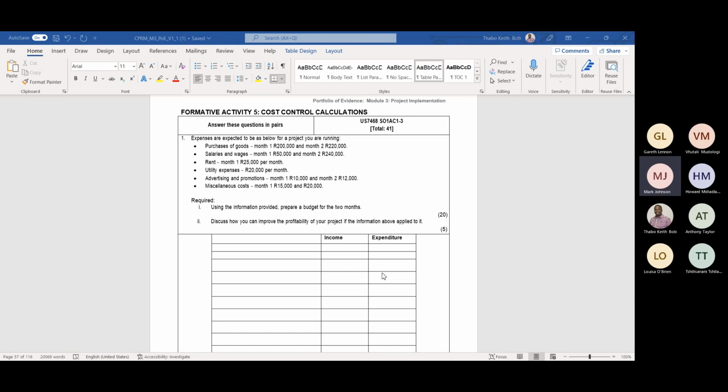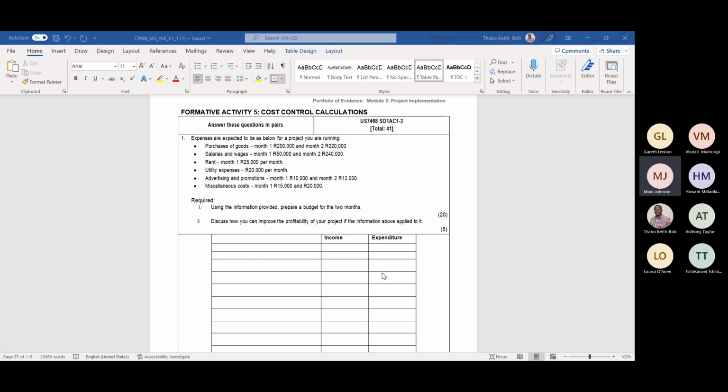Howard, what are you thinking? How are you interpreting it? I think I'm going to add 15,000 and 20,000. That's how I understand the question. Is it both on month 1, or 15 on month 1 and 20 on month 2? It says month 1, 15,000 and 20,000. There's no month 2. Oh, I get it. Even if it was month 2 there, they would have stated it.